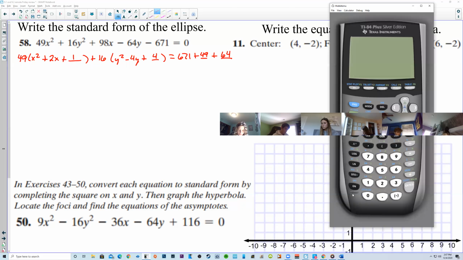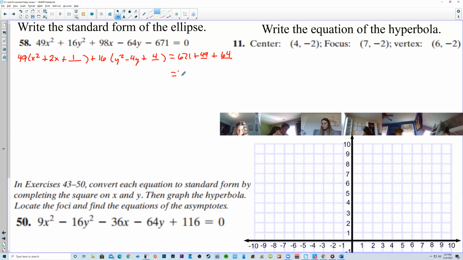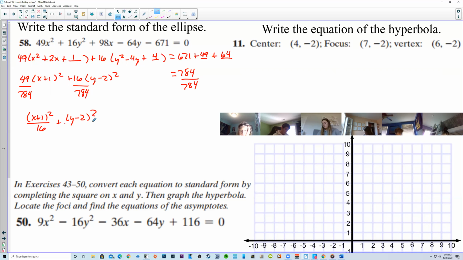I did it last period. Let's see if it's still up here. Yeah, that ends up being 784, which happens to be 49 times 16. So that's 49 times (x plus 1) squared plus 16 times (y minus 2) squared equals 784. We're going to divide everything by 784. And that's going to be (x plus 1) squared over 16 plus (y minus 2) squared over 49 is equal to 1.